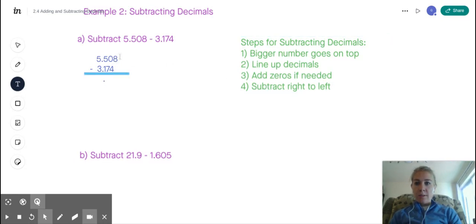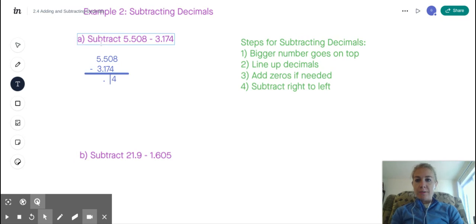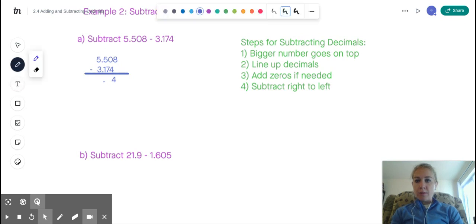Okay, so step 4 says to subtract from right to left. So on the far right, we have 8 minus 4, which is 4. And then we have 0 minus 7. Can we have 0 things and take away 7? We can't do that, so we need to borrow from the 5.